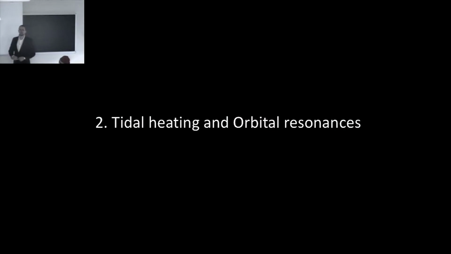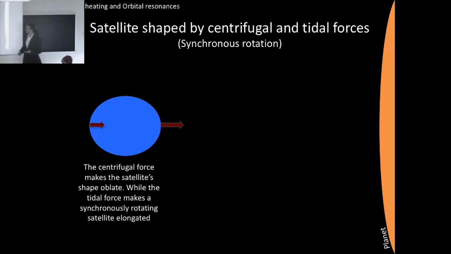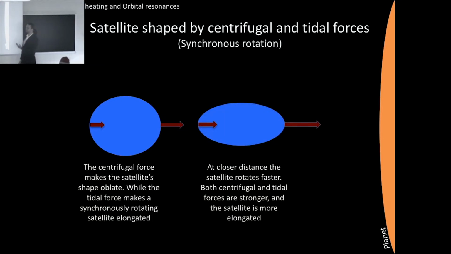The other source of energy or heating is tidal heating. So how does this work? We all know that for any object that rotates, the centrifugal forces tend to make it bulge. However, when a satellite is in synchronous rotation, which means that it's always showing the same face towards the planet, then the tidal potential from the planet on one side will be stronger than on the other side. So this will tend to stretch the object and make it more elongated. Now, when the object is closer to the planet, the difference between those forces is even stronger, so the object will become even more elongated.